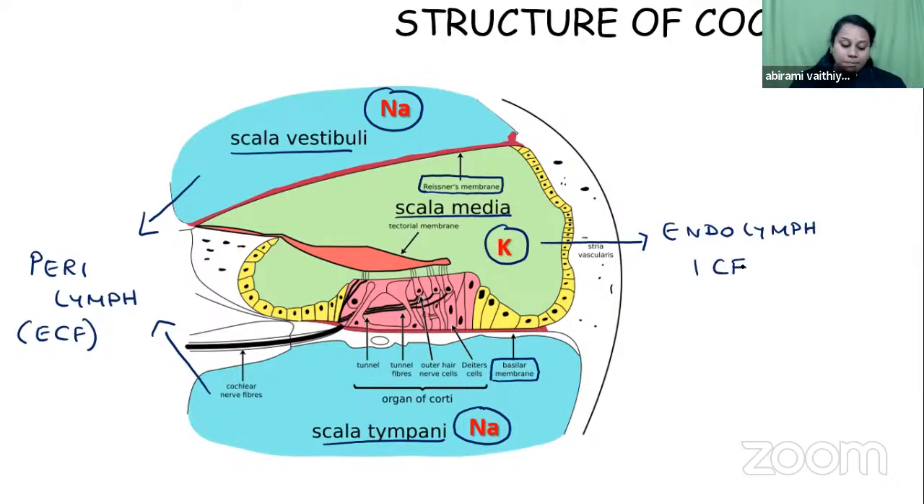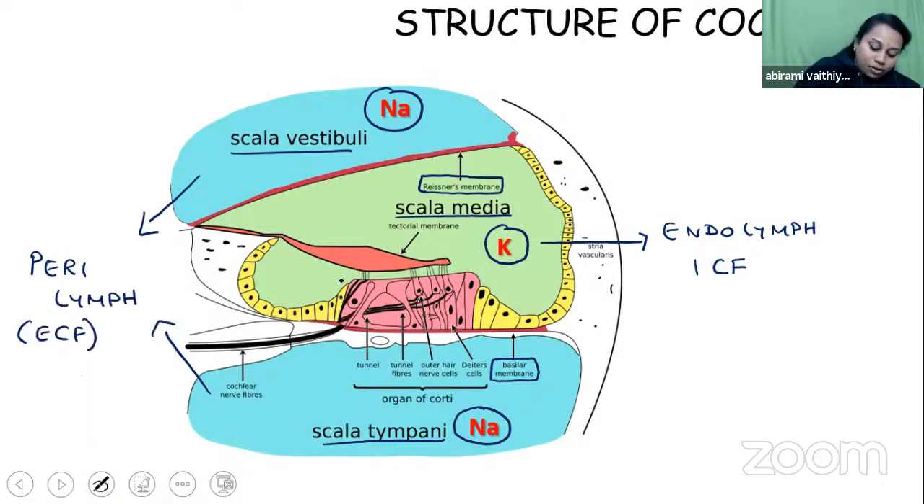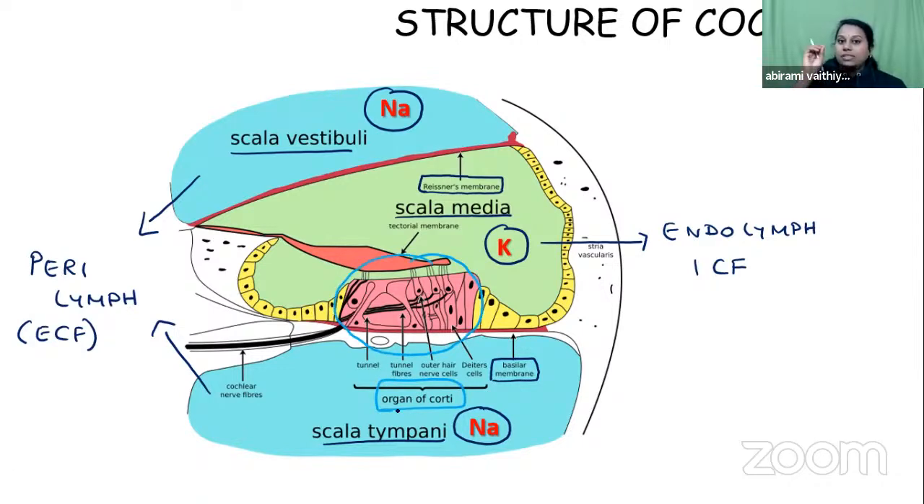Look at the structure of the basilar membrane. This is the basilar membrane. On the basilar membrane, you have a special organ called the organ of Corti. I'll just shade the organ of Corti in blue now. This is the organ of Corti, a very important organ for the hearing mechanism. Now let's zoom into this organ of Corti.